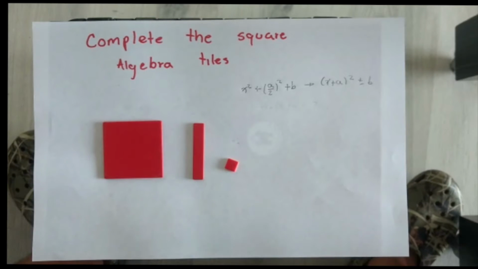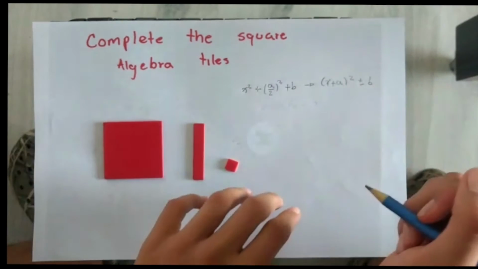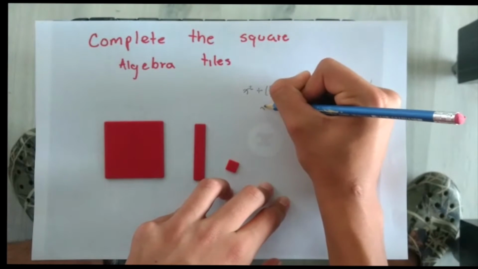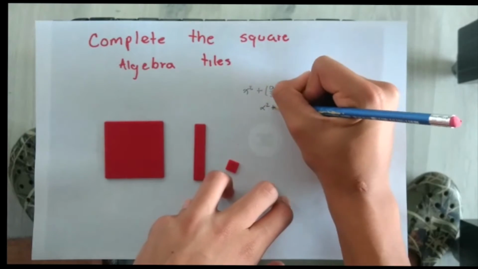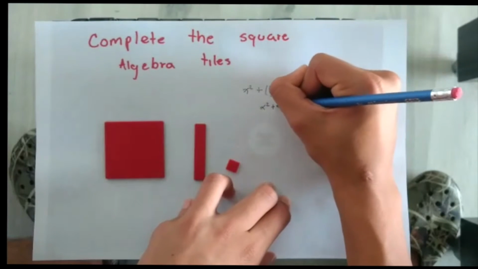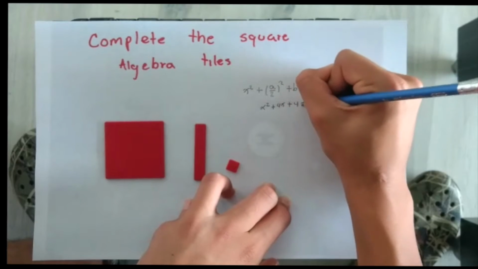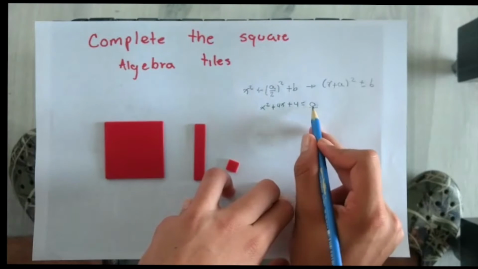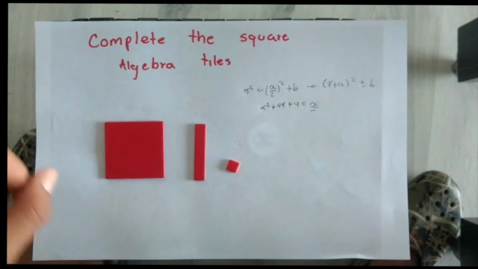So let's start the game for completing a perfect square. You have a trinomial equation similar to this, which will always be x squared plus an x term. In this case we're going to use x squared plus 4x plus 4. This will equal 0. This 0 will be important later. So let's complete the square with the pieces.